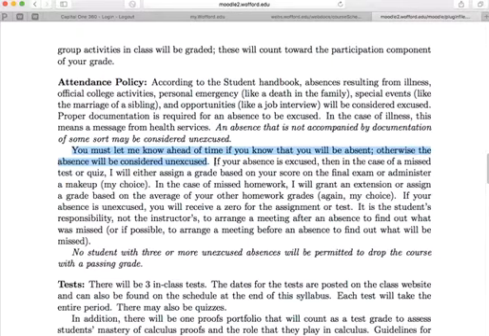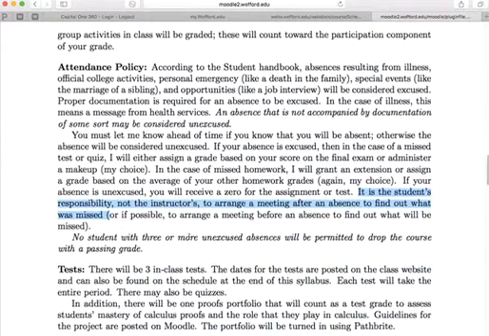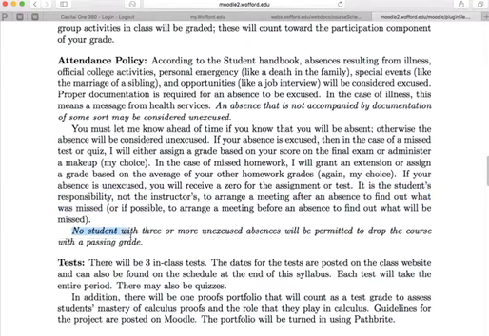And this contains information about how I'm going to deal with missed assignments due to excused or unexcused absences. So I expect you to take a look at that yourself. Notice also that it is your responsibility, not the instructor's, to arrange a meeting after an absence to find out what was missed. So please go ahead and do that yourself. This is important. No student with 3 or more unexcused absences will be permitted to drop the course with a passing grade.